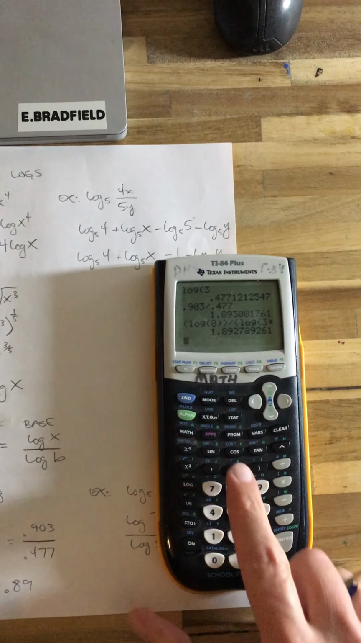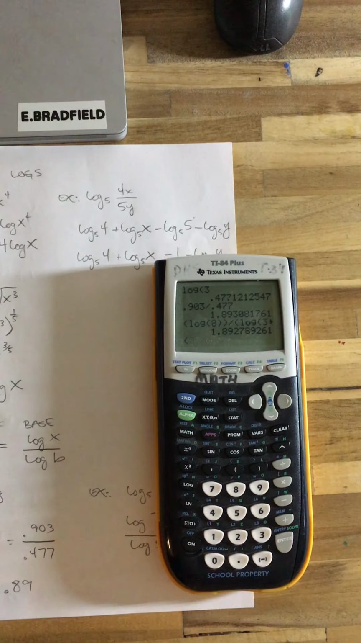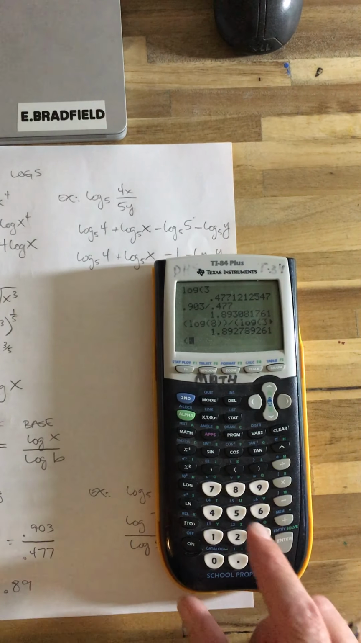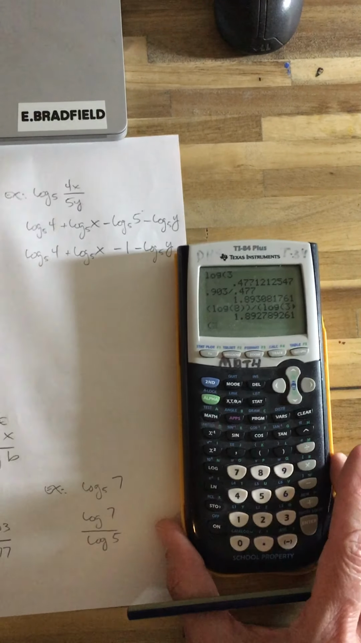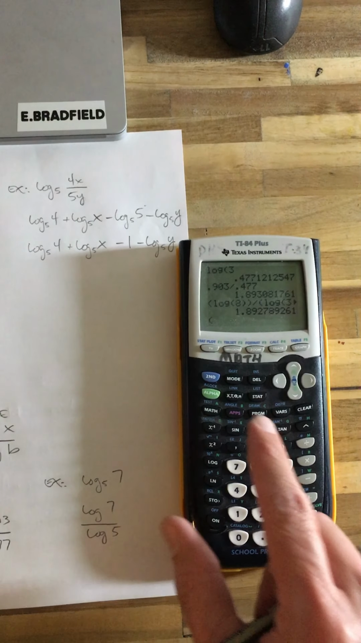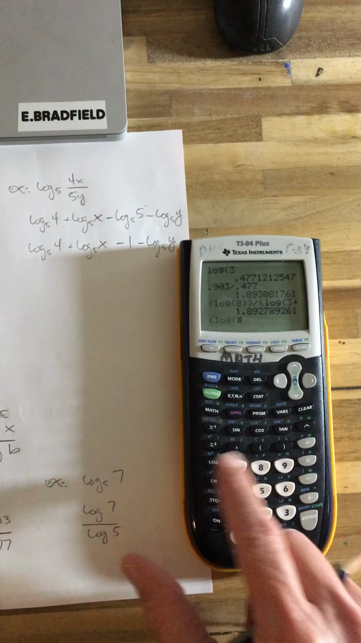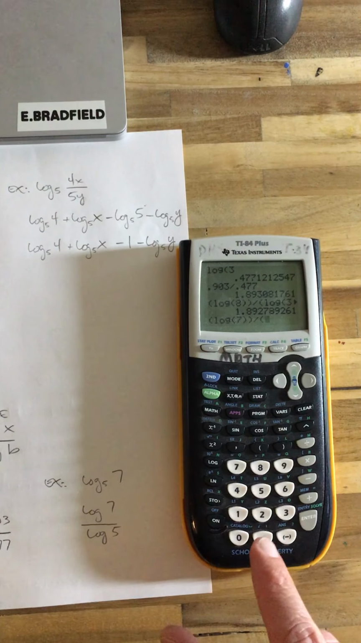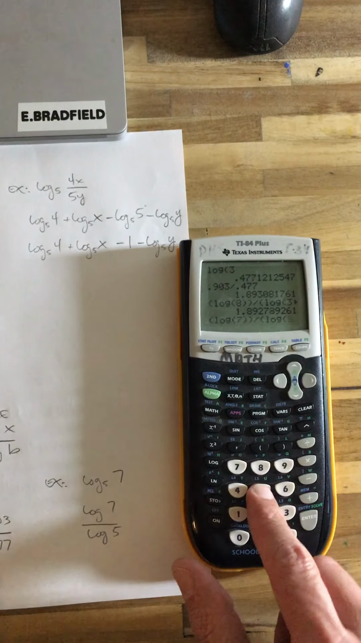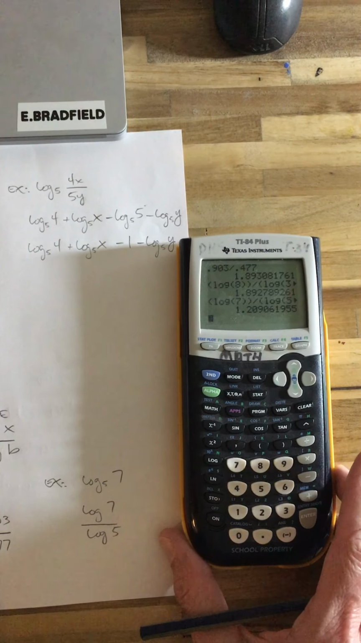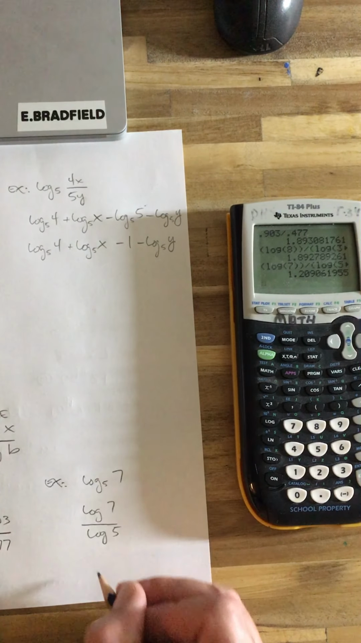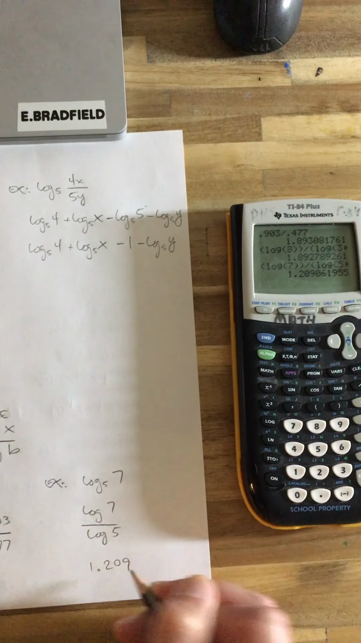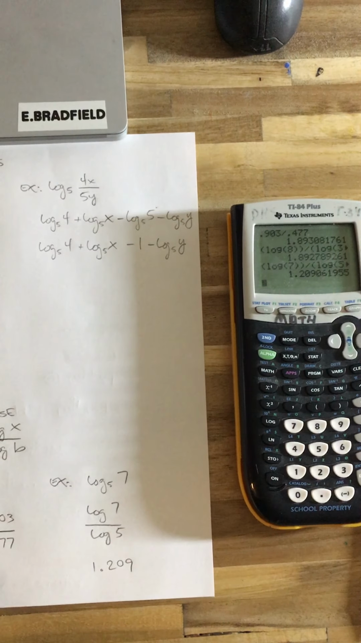Put that in our calculator, use parentheses. I usually don't do it this way because there's so many parentheses and I think students get confused. So the log, here we go, so you can see it. The log of 7, so I have log of 7, close parentheses, divided by, and I need parentheses, the log of 5. Hit enter and I get 1.209. Okay.